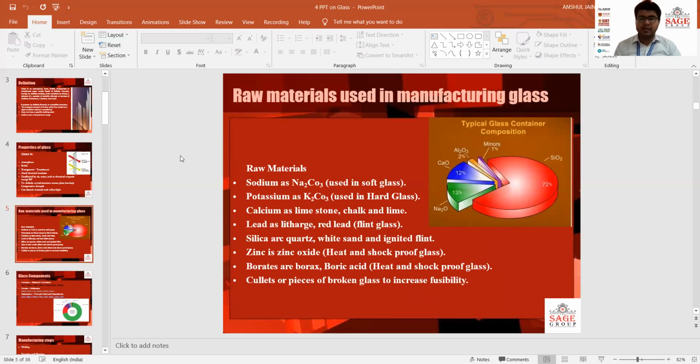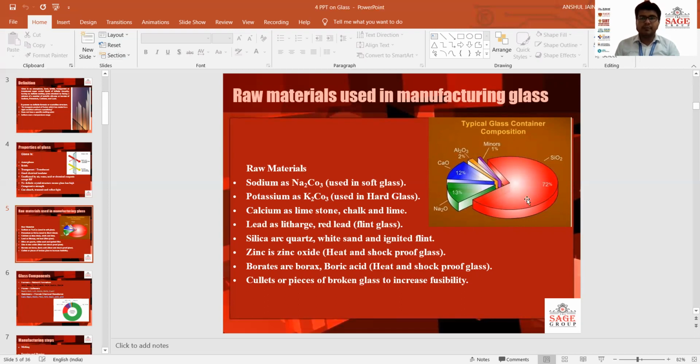The basic ingredients or raw materials used for the manufacturing of glass have been shown to you: sodium in the form of Na2CO3 for preparing soft glasses, potassium in the form of K2CO3 for manufacturing hard glasses, calcium in the form of limestone, chalk, lime, and lead in the form of litharge or red lead for preparing flint glasses. Silica is used in the form of quartz or white sand for preparing ignited flint glasses. Zinc in the form of zinc oxide for preparing shockproof glasses. Borates in the form of borax or boric acid for manufacturing either heat resistant glasses or shockproof glasses. So these are some of the raw materials specifically used for special types of glasses.